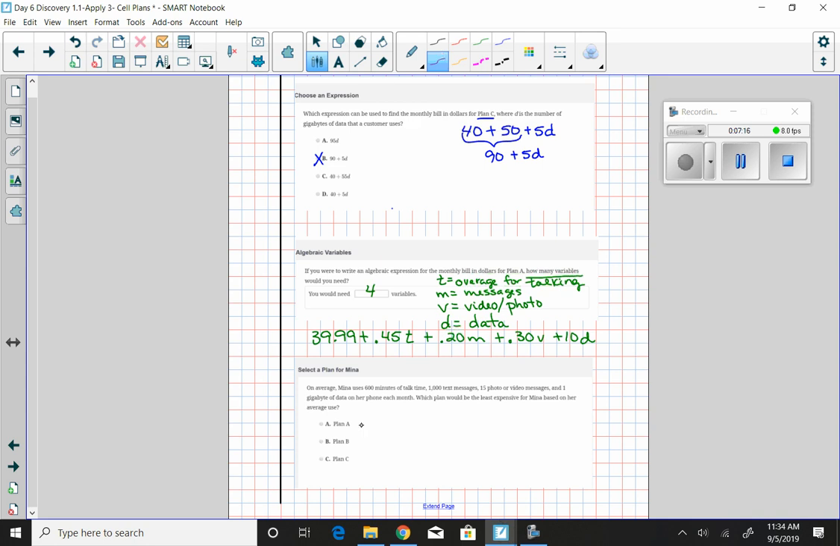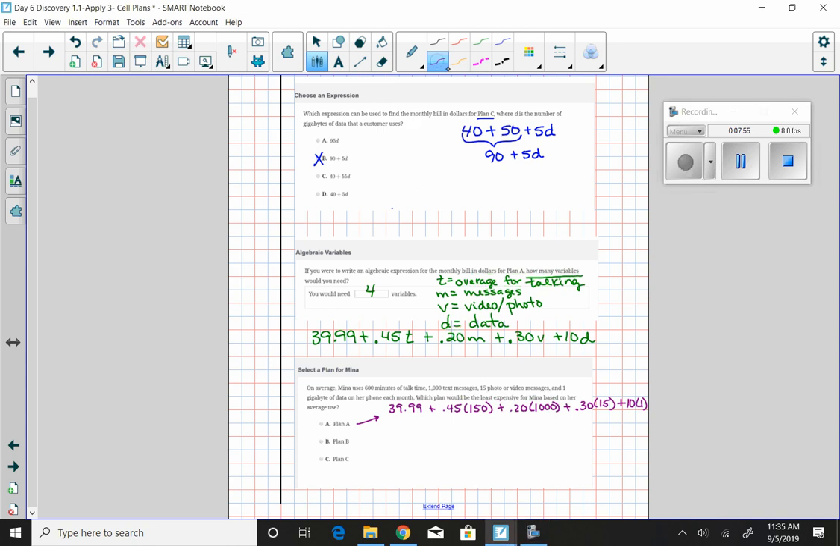So let's look at plan A. Plan A, she's going to have $39.99 plus 45 cents. Now, how many can she talk? She can only talk 450, so she's going to be charged for 150 over, plus 20 cents for every text that she sends, and she's sending 1,000 of them, plus 30 cents for every video or photo, which is 15, plus her 1 gig of data. Okay? Type all that in, see how much that is.